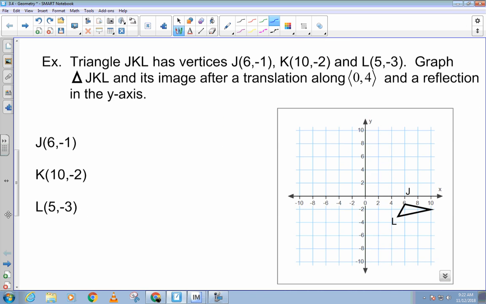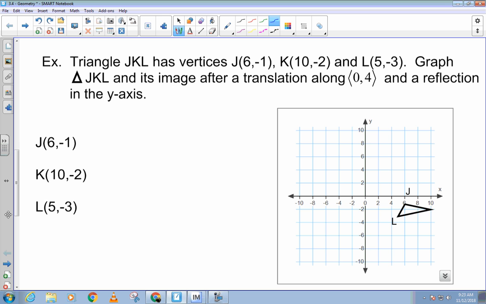All right. So here it says triangle JKL has the following vertices, which I've graphed for you already. You want to graph it and its image after a translation along the vector 0, 4 and a reflection in the y-axis. Okay? So again, you can use the rules, or you can graph it. So if I translate through the vector 0, 4, what does that mean I'm going to do? And you're going to do this one in order because it's not in the notation. So what does a translation through the vector 0, 4 mean I'm going to do?